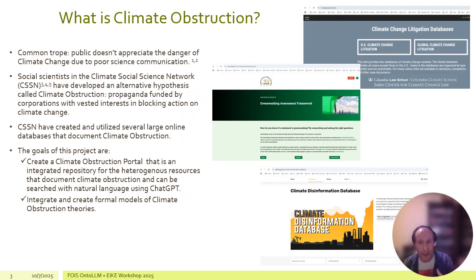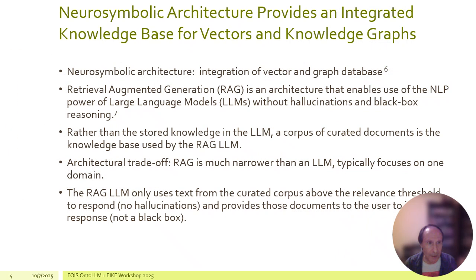I think a step in the right direction would be to create formal models of some of these social science theories, and that's something that I've done a bit in the work that I've done with the semantic web, and that was our secondary goal for this project. So that's what climate obstruction is.